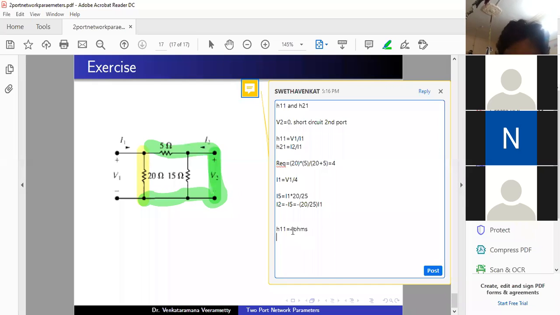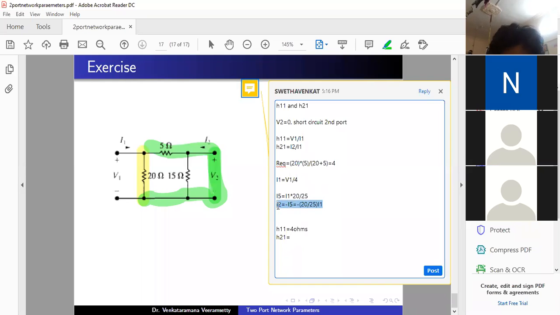And next H21. H21 equals I2 by I1. Now come to this equation: I2 equals minus 20 divided by 25 into I1. So I2 by I1 equals minus 20 by 25, and that is nothing but minus 0.8.